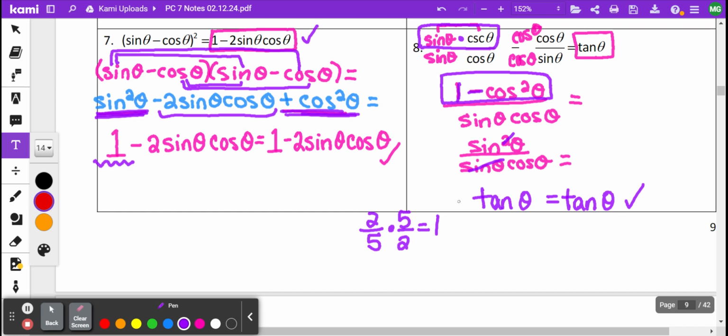Okay, so there's a lot going on in here. You're going to have to study your notes, study your identities, really start to memorize them. The more you can memorize them, the easier this is going to be.